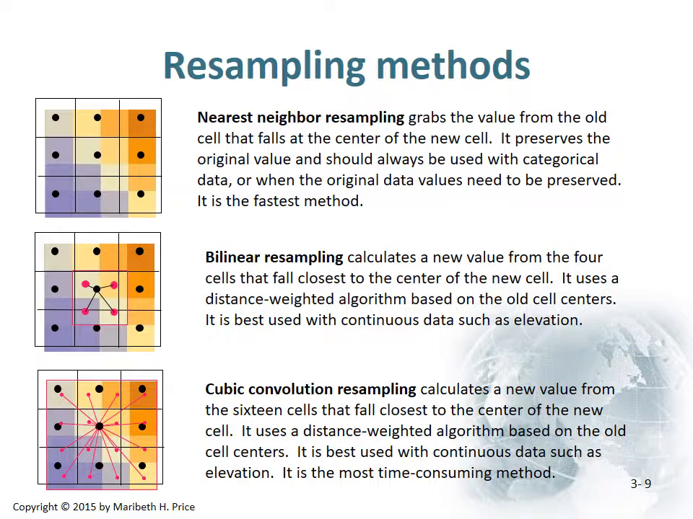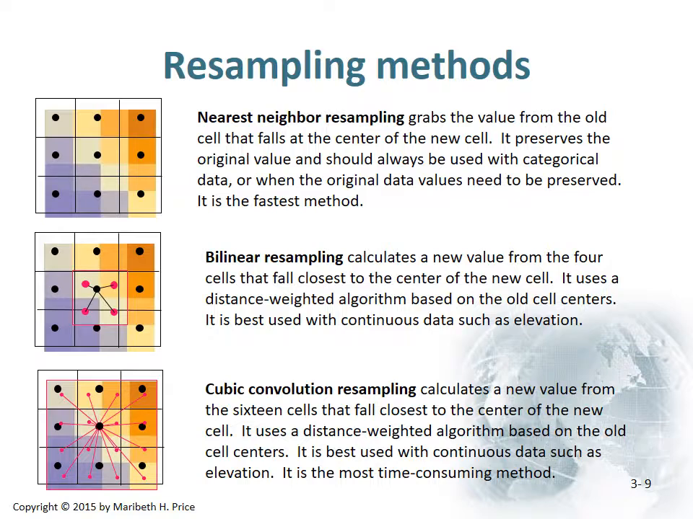Okay. So nearest neighbor is really good for categorical or nominal information. So like land cover types. Is it classified as a deciduous forest or an evergreen forest or a grassland or urban or something like that? Best for those types of things. Bilinear resampling is best used for continuous data. So elevation, precipitation, temperature, things like that. This is the best one for that.